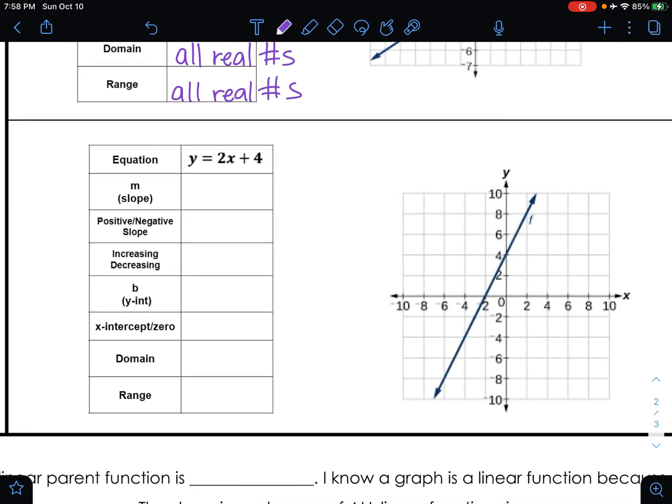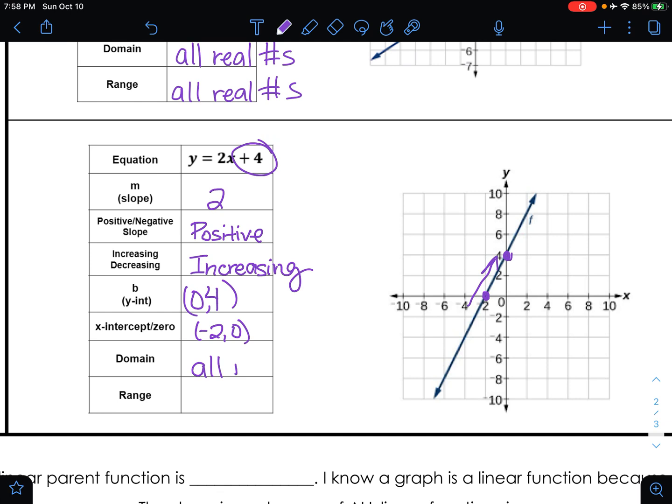Okay, last one. We have y equals 2x plus 4. Our slope is 2, which is positive. It is an increasing function. Again, it's going up from left to right, which means it's positive and increasing. The y-intercept, you can look at the equation or at the graph. Both of them are 4. They should always be the same. The x-intercept is crossing, or the 0 is crossing at -2. And our domain is all real numbers.